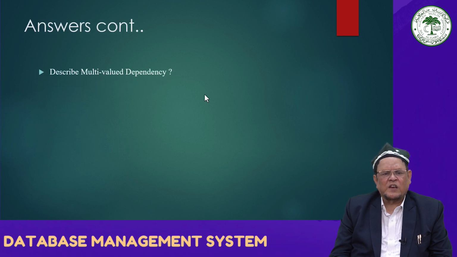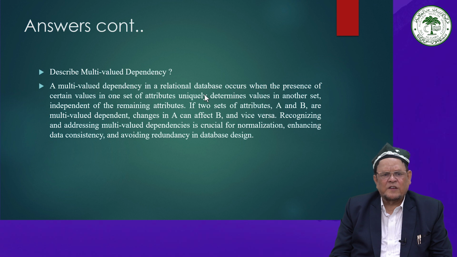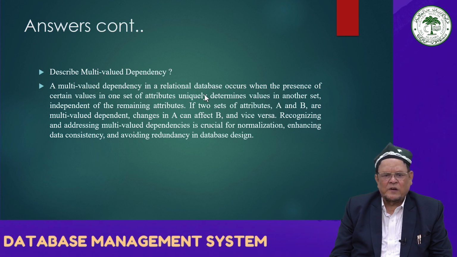The next question, describe multi-valued dependencies. A multi-valued dependency in a relational database occurs when the presence of certain values in one set of attributes uniquely determines values in another set, independent of the remaining attributes. If two sets of attributes A and B are multi-valued dependent, changes in A can affect B and vice versa. Recognizing and addressing multi-valued dependencies is crucial for normalization, enhancing data consistency, and avoiding redundancy in database design.